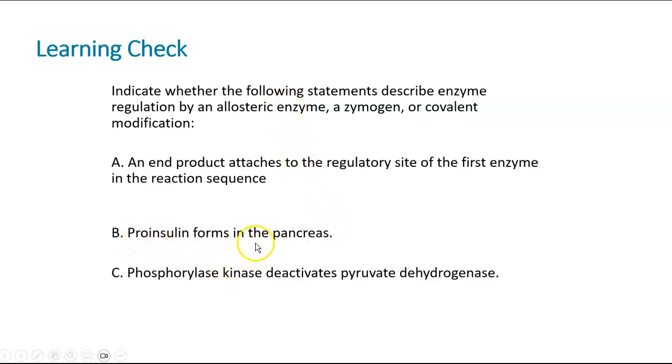And proinsulin forms in the pancreas. So these proenzymes are called zymogens. So it is a zymogen.